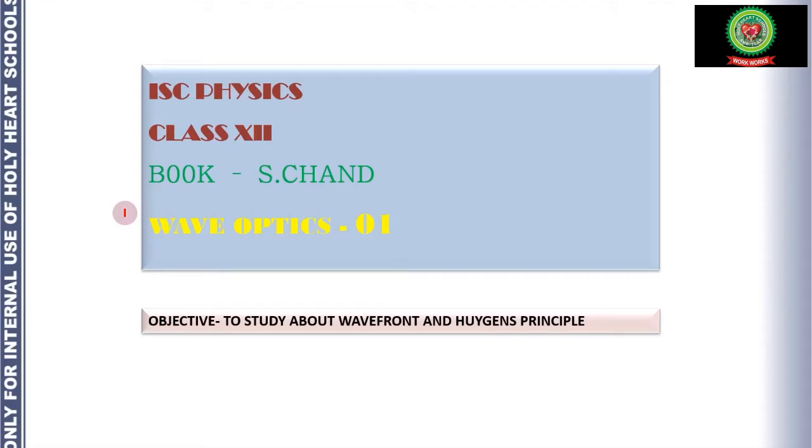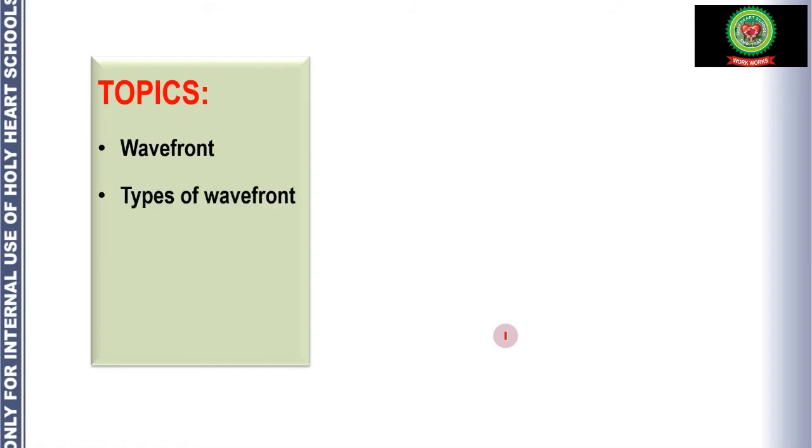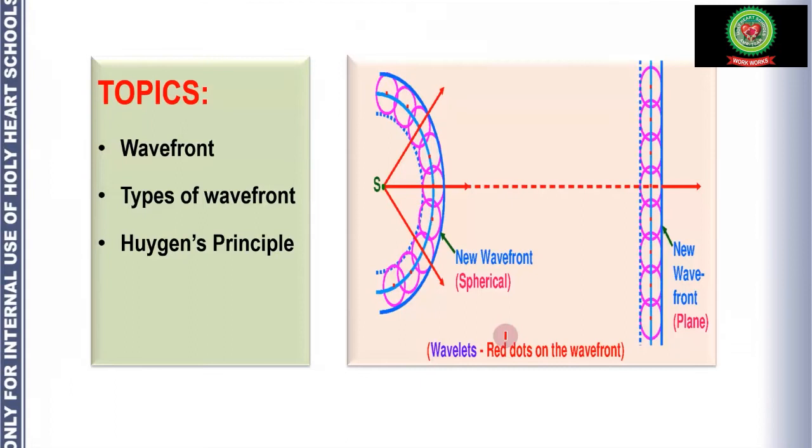Hello students, today we are going to start another chapter of your book, Wave Optics. The objective of today's topic is to study about wavefront and Huygens principle. And the topics which we are going to study about are wavefront, types of wavefront and Huygens principle. Let's start our topic.